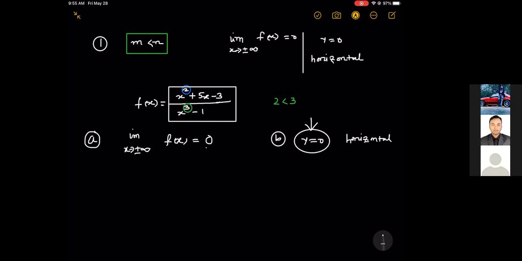Okay, and you can see we don't even need to calculate. We can actually just eyeball it and draw the conclusion as long as we remember it properly, right? We can see 2 is less than 3 and x is approaching infinity. Obviously y equals 0 will be the horizontal asymptote, right? Any question from this? Anyone? Any question? No questions at all?